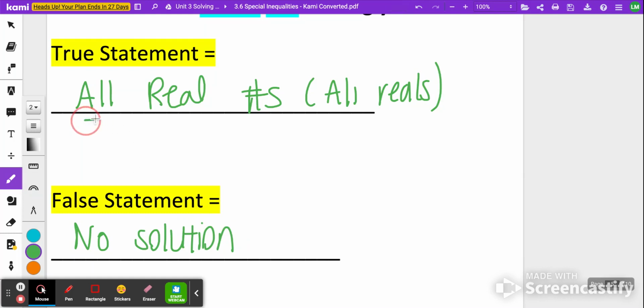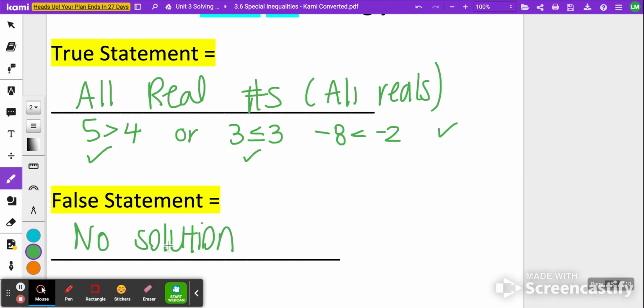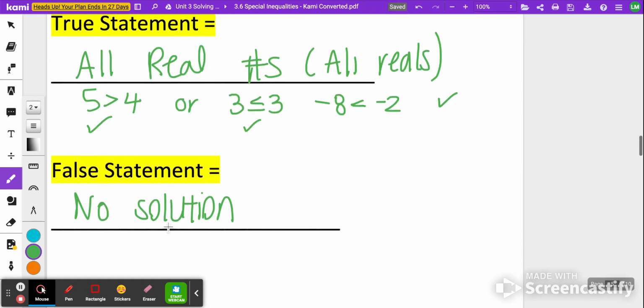A true statement could be like 5 is greater than 4. Or you can even say 3 is less than or equal to 3. Or maybe even you could say -8 is less than -2. All of these are true statements, so we would say all reals is our answer. But false statements would be something like this. 5 is not greater than 8. 3 is not less than 3. And -1 is not less than -5. All of these are false statements. We would say that's a no solution example.